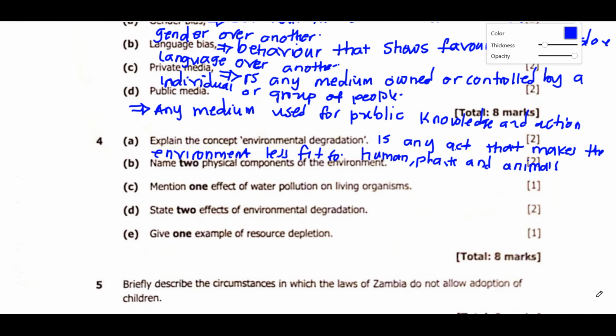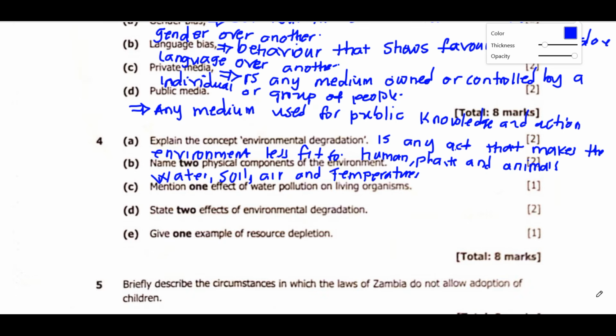Then question B, name 2 physical components of the environment. So water, the soil, air, and other conditions like temperature. All these are components of the environment. This is science, part of biology: the activity of human beings in relationship with the environment.